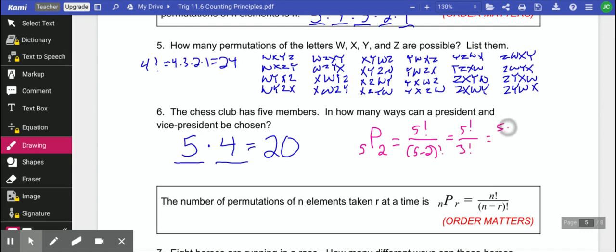And 5 factorial is 5 times 4 times 3 times 2 times 1 over 3 times 2 times 1. Those are all going to cancel, and we end up with 20, just like we did before.